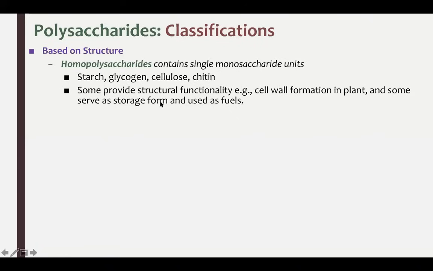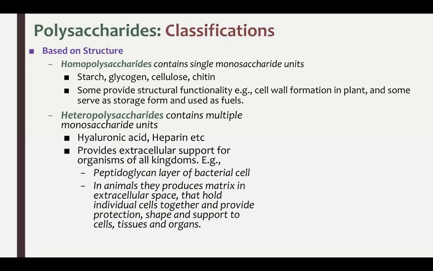And they can also serve as a storage form and be used as fuel. For example, glycogen and starch. Glycogen is stored in the liver of animals, and starch is stored in seeds or tuber-like parts of food. And then comes the heteropolysaccharide.